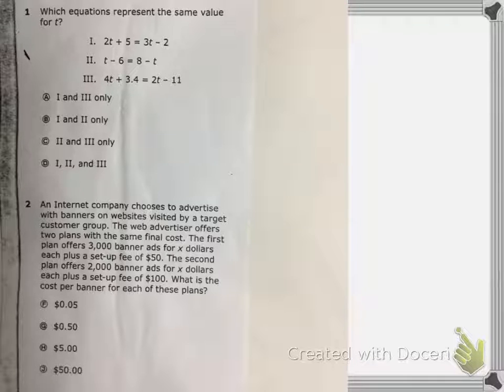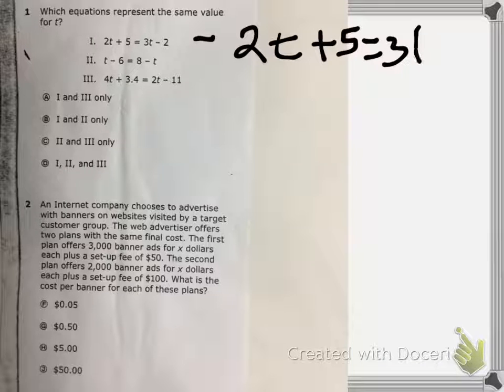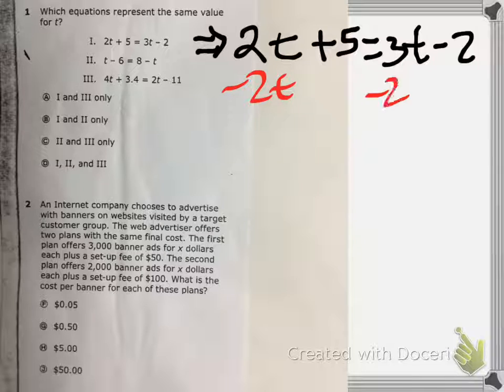The first thing we have to do is take equation number 1 and solve it. So I'm going to write it on the side. 2t plus 5 equals 3t minus 2. The first thing we do for this particular problem is we subtract. And we're going to get rid of one of the t's. You always get rid of the t that has the lowest coefficient. So that would be the 2t. So I'm going to minus 2t from each side.